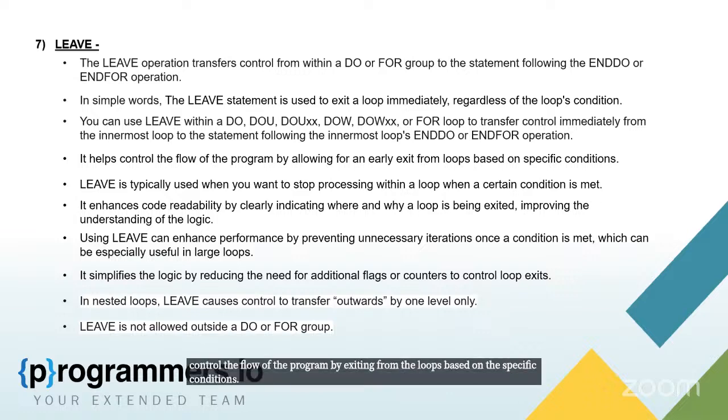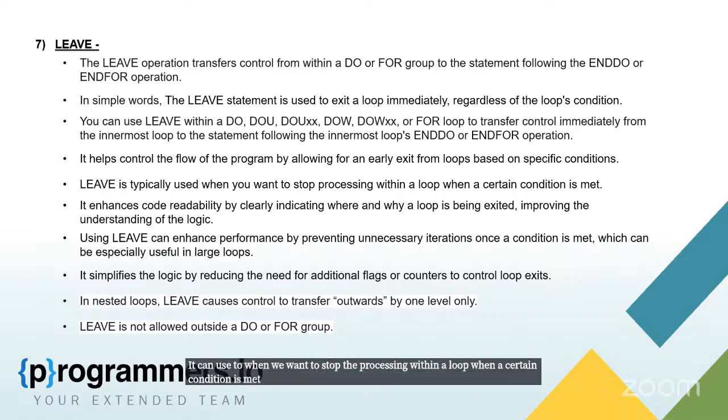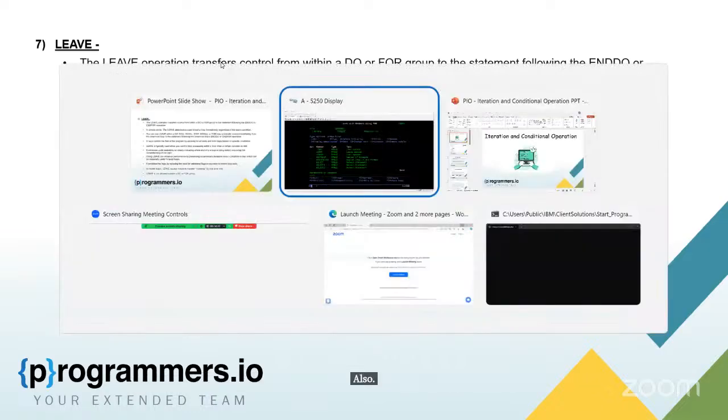It can be used when we want to stop the processing within a loop when a certain condition is met. Using the leave opcode can enhance performance by preventing unnecessary iterations once our condition is met, which can be especially useful in large loops. Also, now let's take a look at the example.